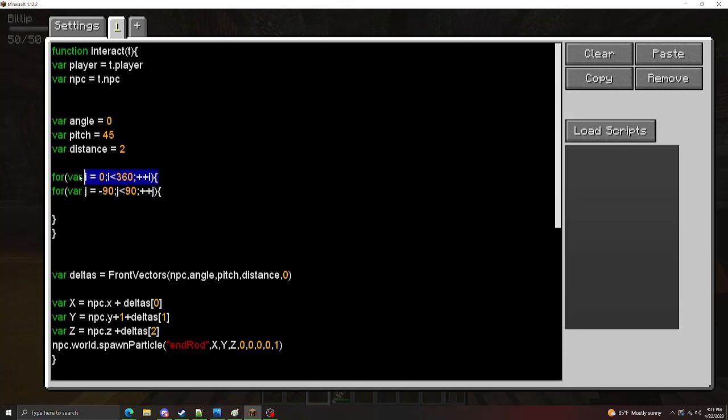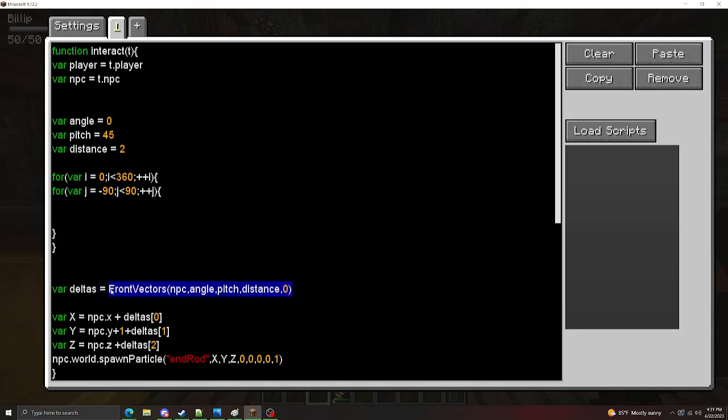There we go. We have two loop variables here. We have i, which will represent our incremented rotation going from 0 to 360, and j representing our incremented pitch going from -90 to 90. So now we'll just set up a front vectors call with each of those rotations and pitches. And the distance we can just keep constant.